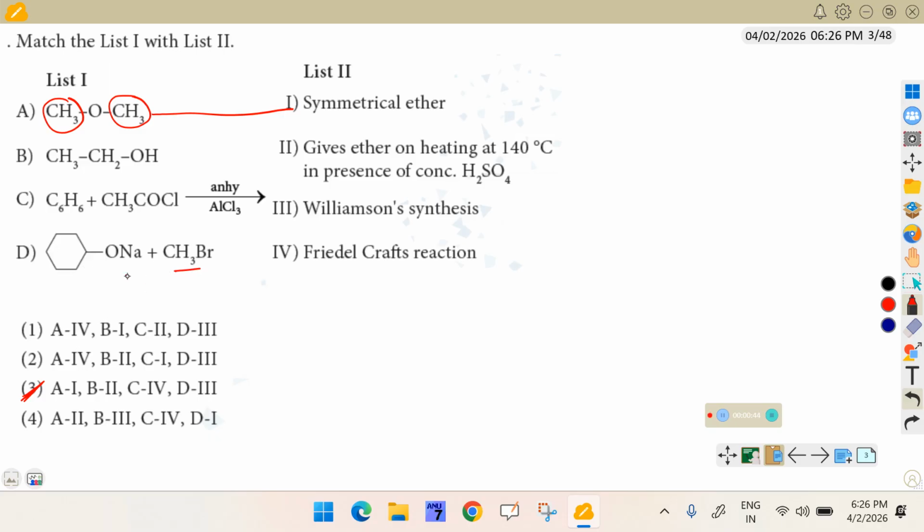Alkyl halide reacts with sodium alkoxide, then it gives Williamson ether synthesis. Benzene reacts with acyl halide: Friedel-Crafts acylation.